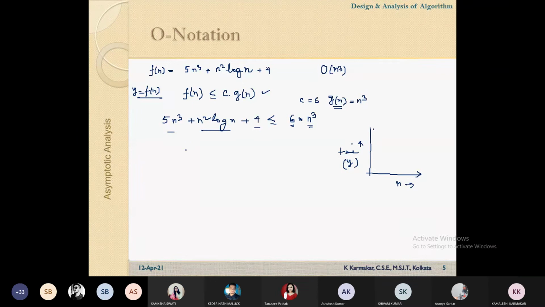So let us try. If I put n equals to 1, obviously it will not be satisfied. You can easily calculate it. So 5 plus 1 times 0, that will be 0, plus 4. So 5 plus 4 means it will be 9. 9 will not be less than or equal to 6.